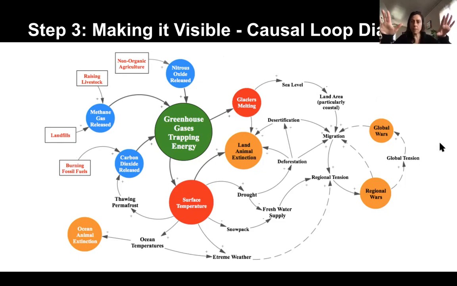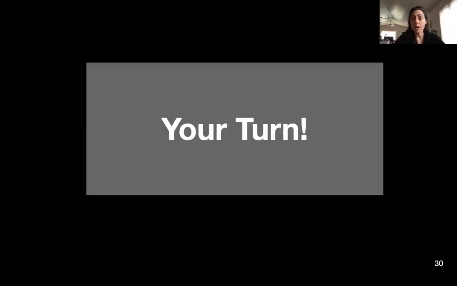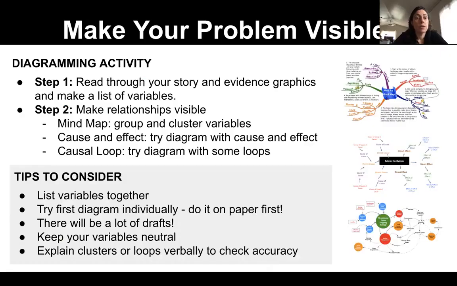So that's the point of making something visible, is to really try to understand the relationships differently than you can get in a paper. Yes, of course, you can do this in a linear paper, but sometimes it really helps when it's a wicked problem to make it visible and really understand what's happening there. So now it's your turn. What you're going to do is you're going to diagram out your system or your problem.